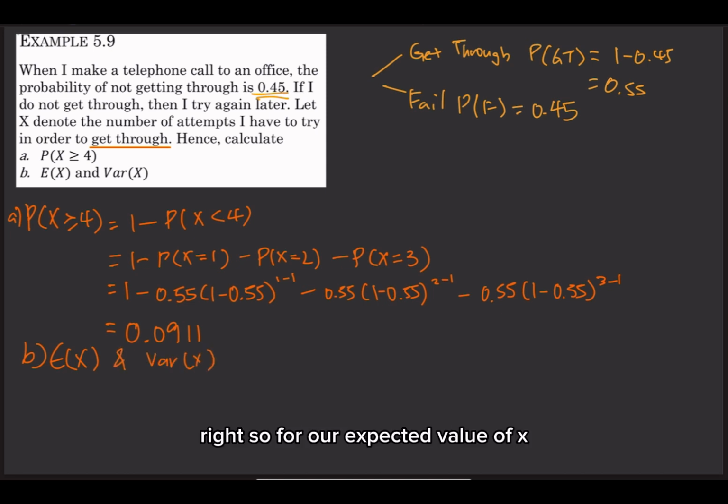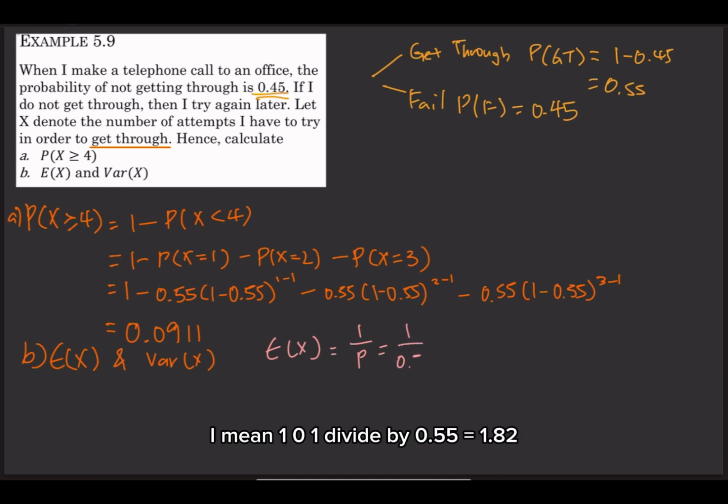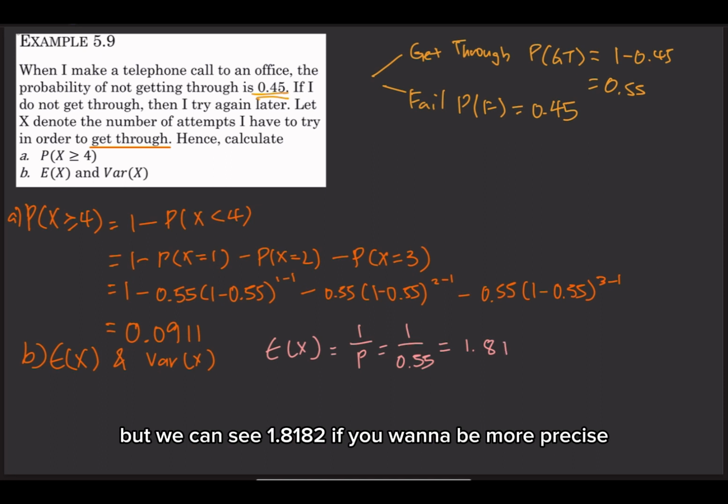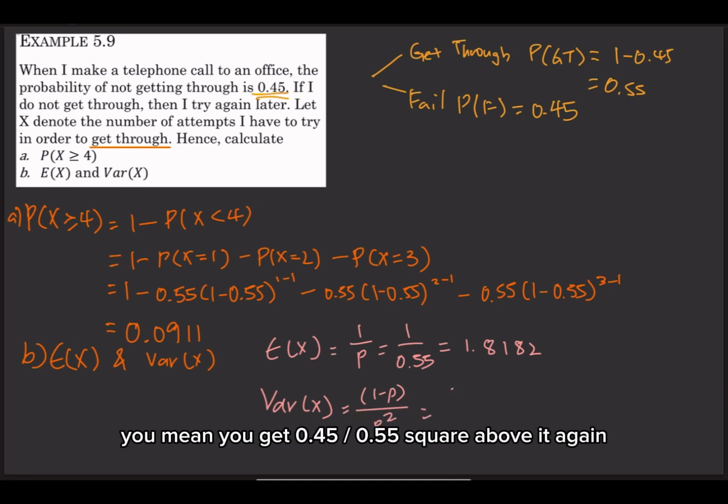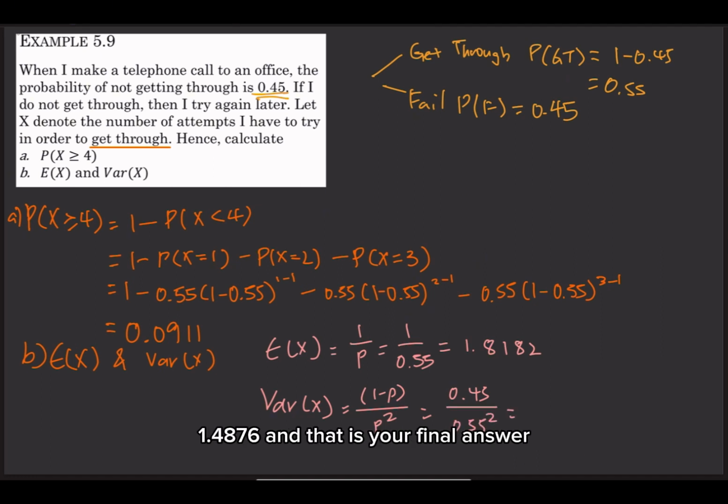Finally, we want to find the expected value of x and the variance of x. For our expected value of x, it is 1 divided by p, the probability of success. That means 1 divided by 0.55, which equals 1.82, or we can say 1.8182 if you want to be more precise. And then the variance of x is equal to the probability of failure, 1 minus p, divided by the probability of success squared. It means we get 0.45 divided by 0.55 squared, which is 1.4876, and that is your final answer.